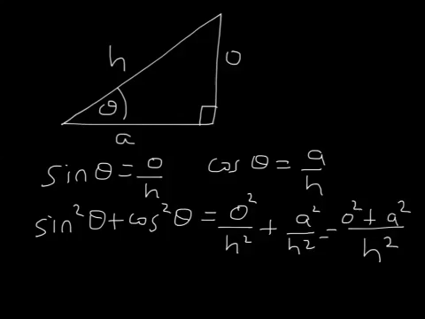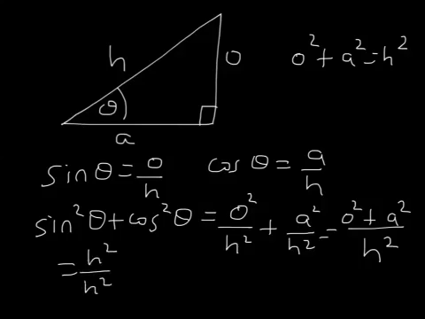But hang on, Pythagoras tells us that O squared plus A squared equals H squared. In other words, this equals H squared over H squared. H squared over H squared is 1. So from this we can see that sine squared theta plus cos squared theta equals 1.